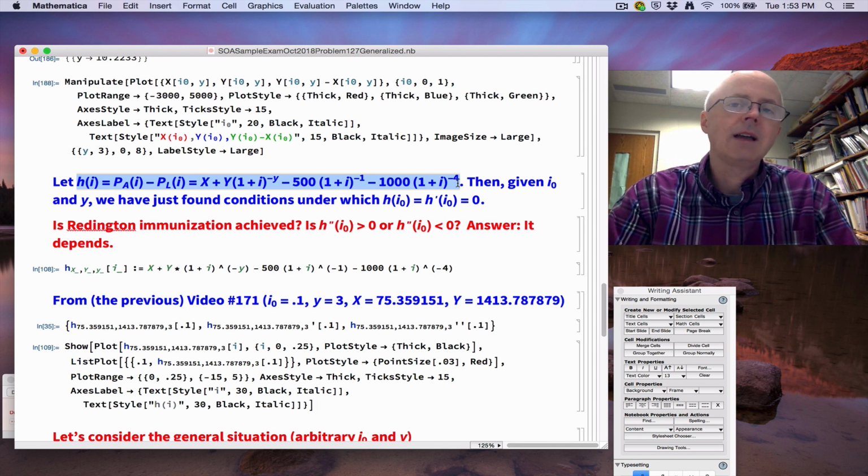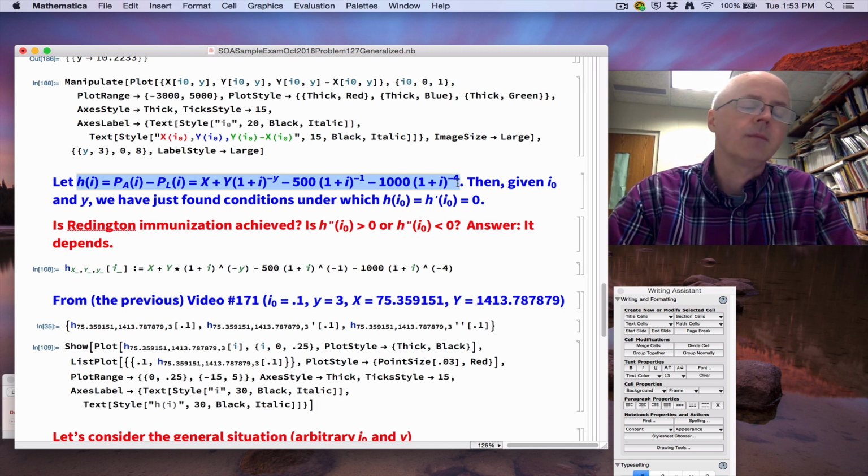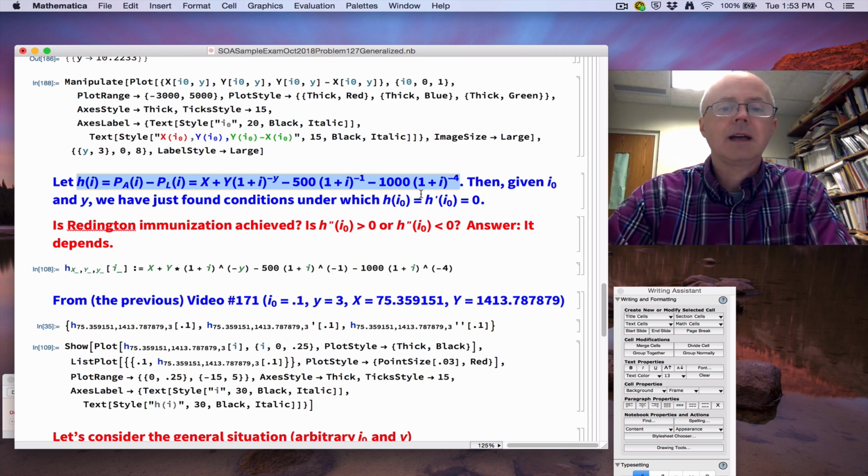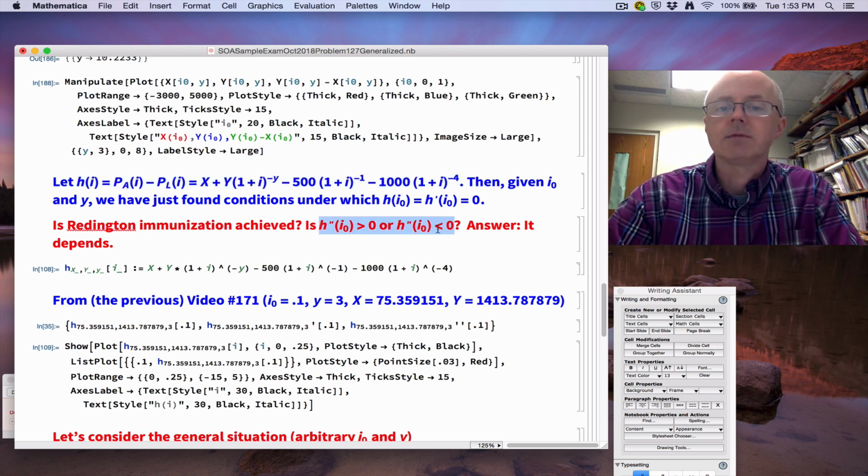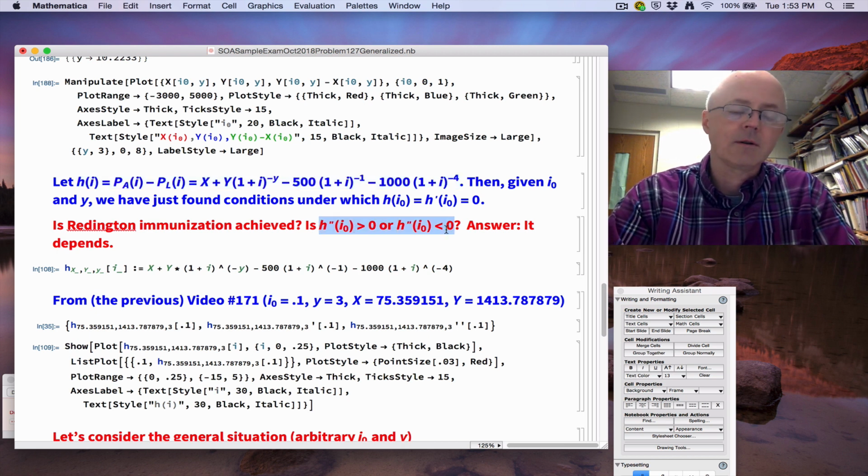Or at least if I is close to 0.1 from the last video, we'd like to be fully immunized. We'd like to be greater than or equal to 0. That would be Redington immunization. We know from the second derivative test that the key thing to look at is the second derivative of this function at I equals I0.